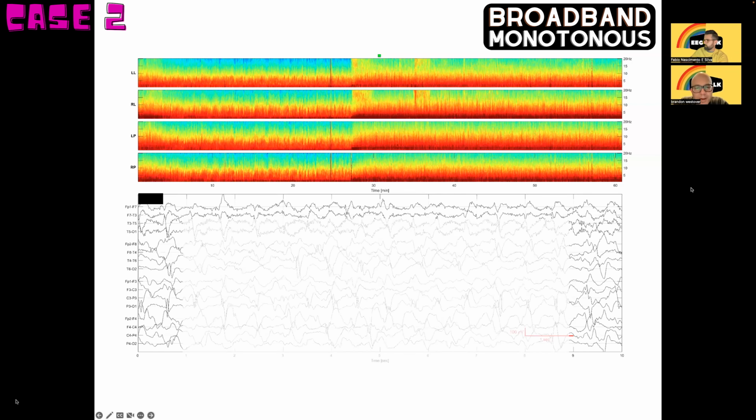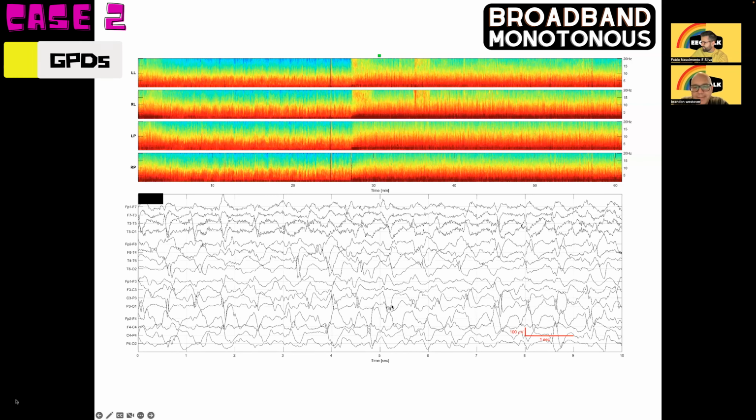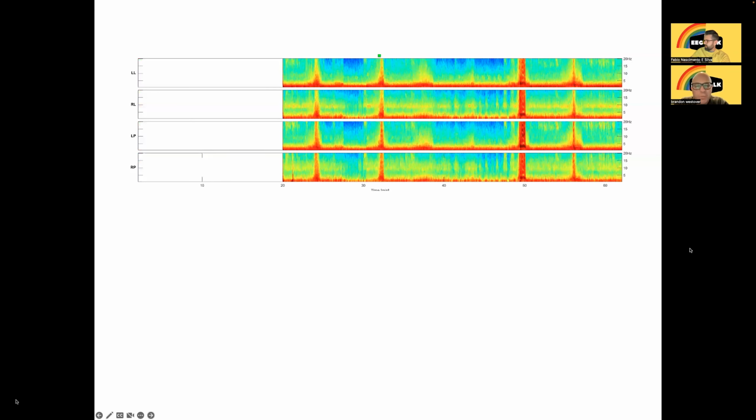I see. Okay. Let's see what we have here. Bam. Yeah. Beautiful. GPDs. So discharges, pretty generalized, pretty periodic. Okay, nice. It worked. At about 1 hertz. Yeah. Cool. Sweet. Let's look at another one.